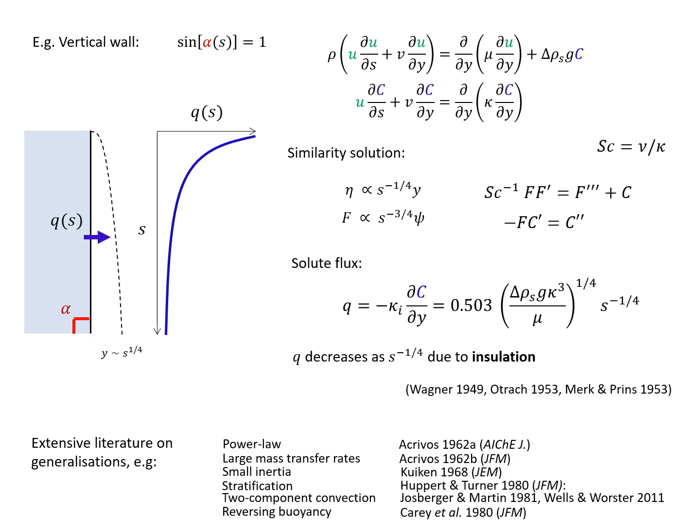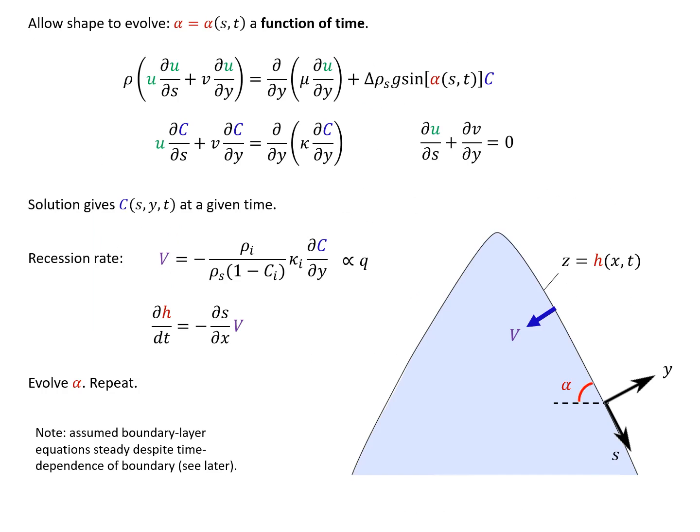And there are lots of generalizations of this theory, which I've listed some at the bottom here. And interestingly, you very often preserve this self-similar structure with this scaling for Q, with the effect of all these complications just changing the prefactor. So the new thing that we consider is to allow the boundary to evolve in time.